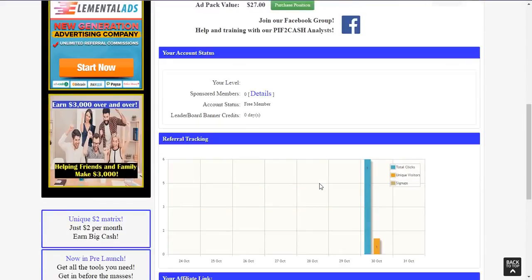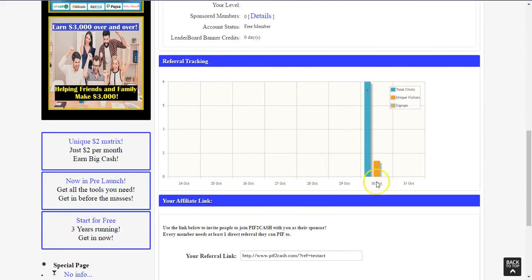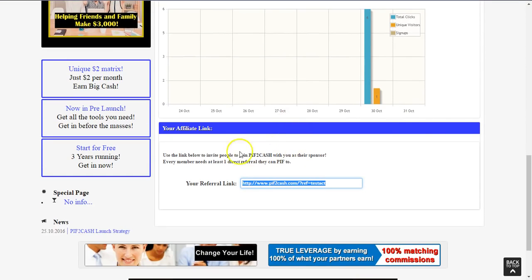Okay, so we're down here. We're going to go to referral tracking. This is basically telling you how many hits you got to your referral URL, which is down here. It tells you how many are unique, and also if you got any signups. There's a little legend right here for you to look at. The blue is the total clicks, orange is the unique visitors, and the green is the number of signups that you got. So that's how that works.